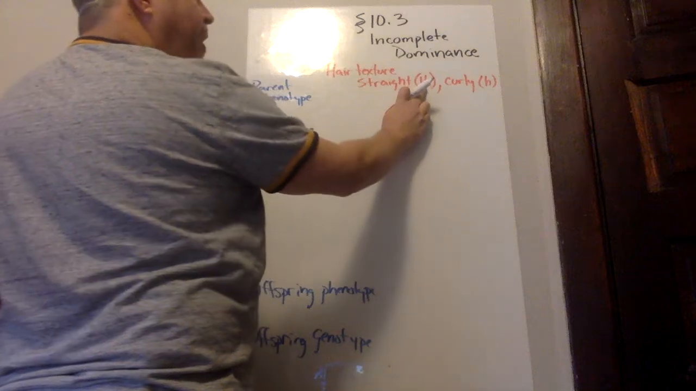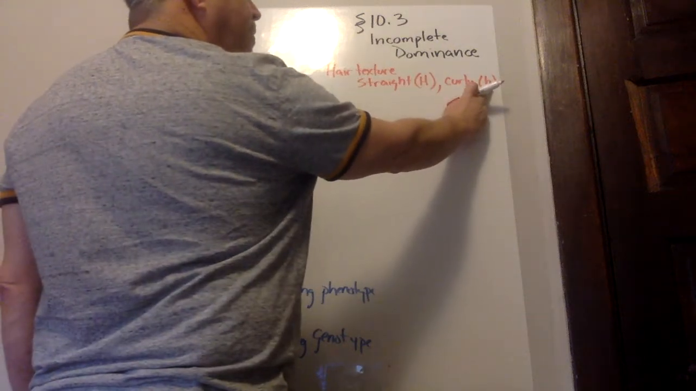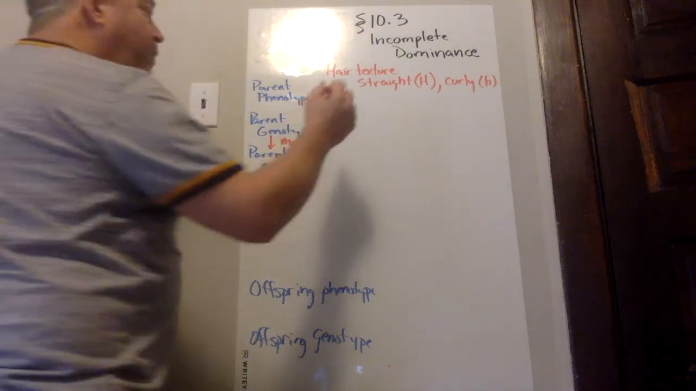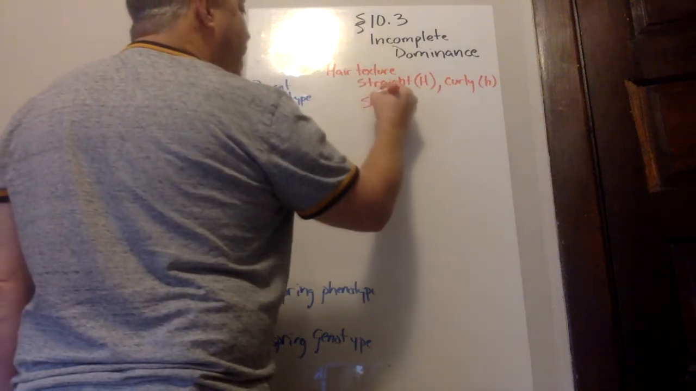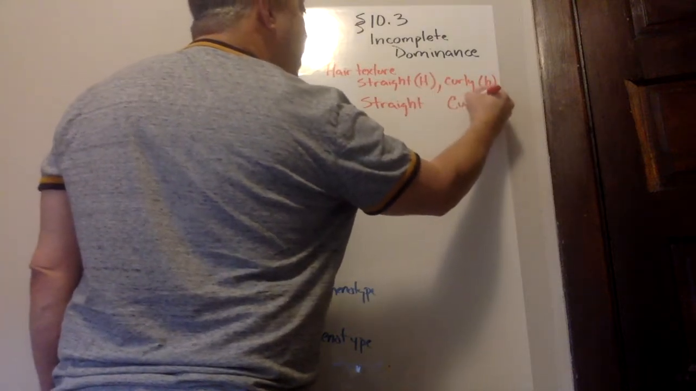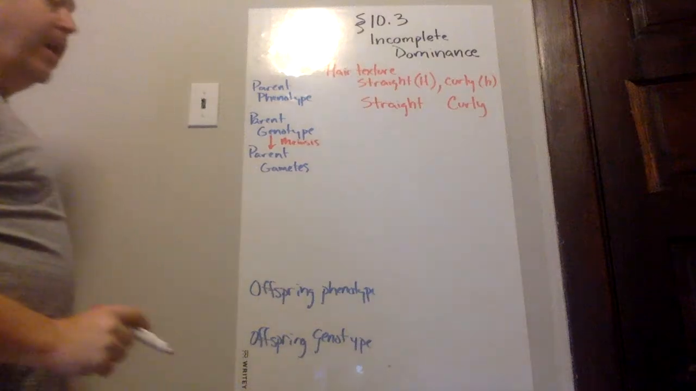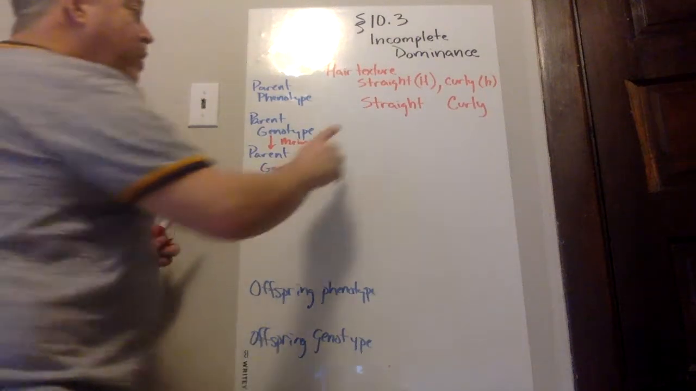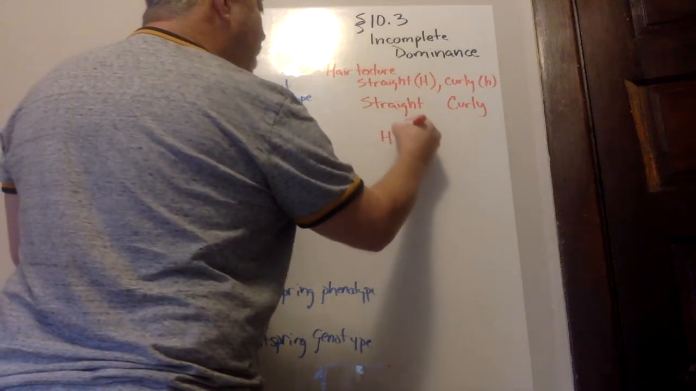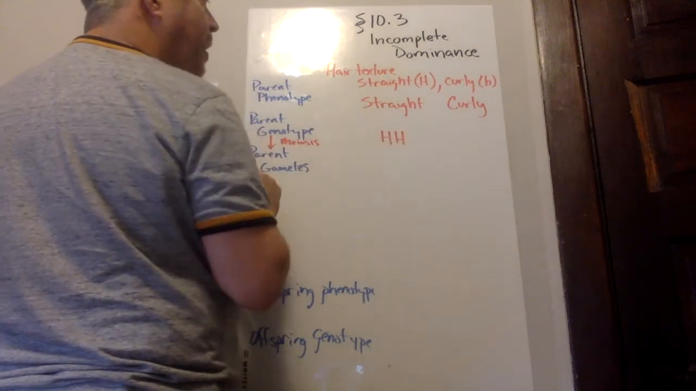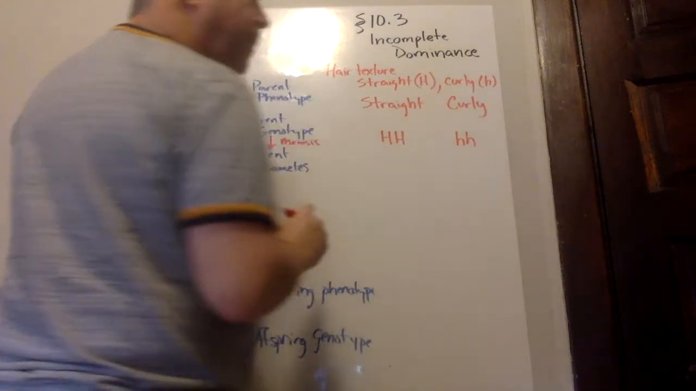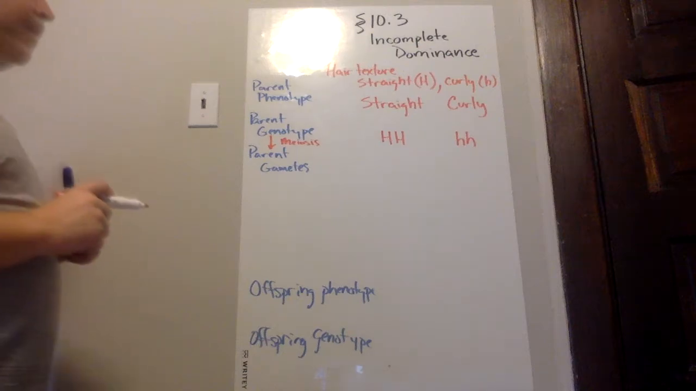So you know that this is the dominant because we're using the capital letter. You know this is the recessive because we're using the lowercase letter. So what if we had one parent who had straight hair and we crossed them with another parent who had curly hair? Well, the only way you can get straight hair is if you have two dominant alleles. So they were going to be homozygous dominant, two dominant alleles. The only way you can be curly hair is to be homozygous recessive.